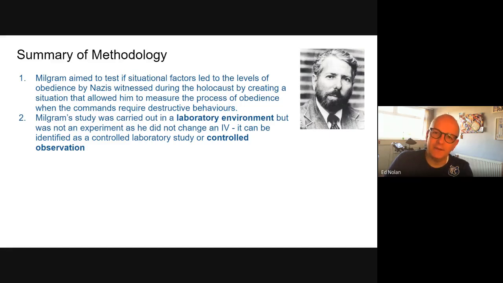The methodology was carried out in a laboratory environment, so the setting or location of the research was a laboratory. Now, although Milgram called it an experiment, it didn't have a change in an independent variable. He did not compare one condition to another in his original studies, so it can't actually be seen as an experiment. So often it's called a controlled laboratory study. Some would even call it a controlled observation, because he observed the behaviors of what was going on. But it was a controlled study.